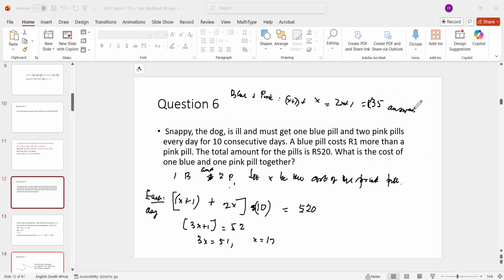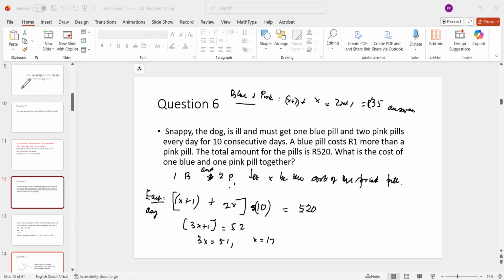So the blue and the pink pill together cost 35 rands. You have to do it systematically. Look at all the information, build up the equations and solve. Make sure you find out what the goal is. And the goal is to find the blue and the pink, translate that into symbols, and then you know exactly where you are going. All right, so according to me, the answer is 35.